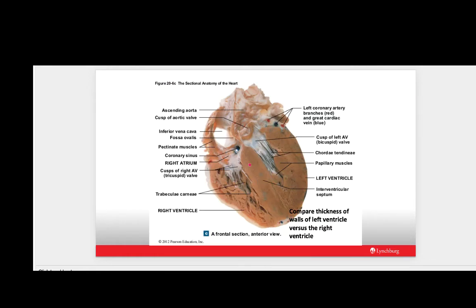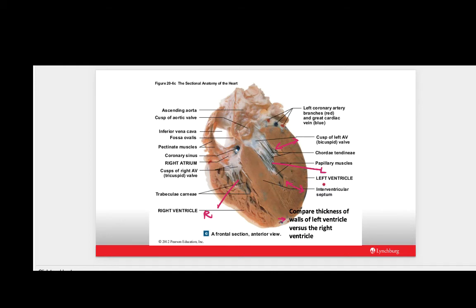Okay, one of the things I want to point out here, I think we talked about this before, but the thickness of the walls of the left ventricle versus the right ventricle. So this is the heart here. This would be my right ventricle on this side. So here's right. This would be my left ventricle here. Look at this wall thickness. Look how nice and thick this is.